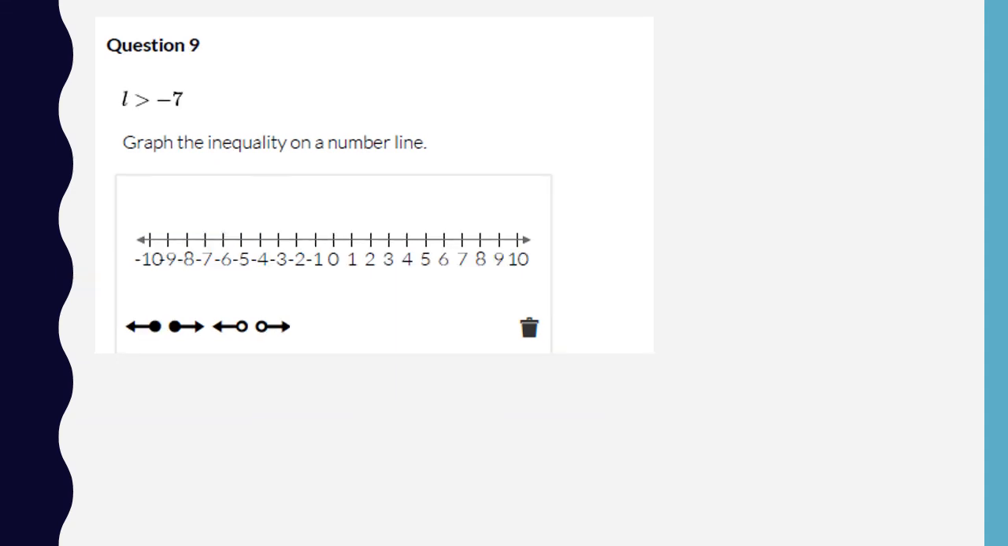Okay, this one is also an open circle at negative 7. And L is greater than negative 7. So all the numbers greater than are to the right.